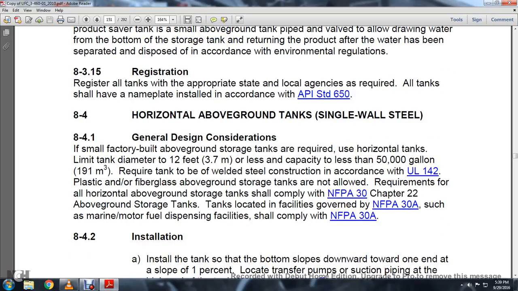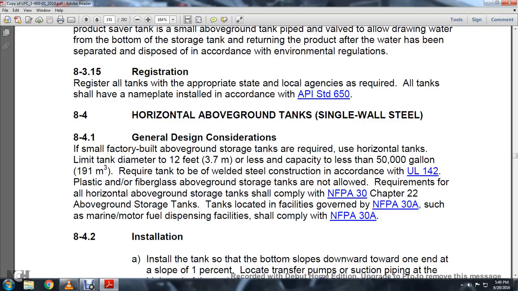Alright, 84 Horizontal above ground tank, single wall steel. 841 General design construction. Small factory built above ground storage tanks are required to use a horizontal tank with a tank length and diameter of 12 feet, with capacity less than 50,000 gallons. Require the tank to be welded construction in accordance with UL 142. Fiberglass above ground storage tanks are not allowed.